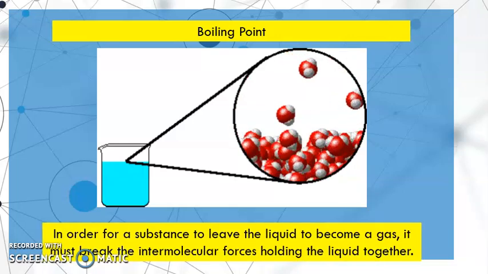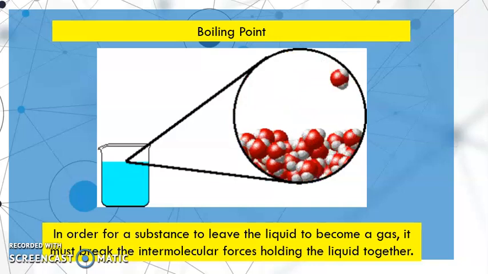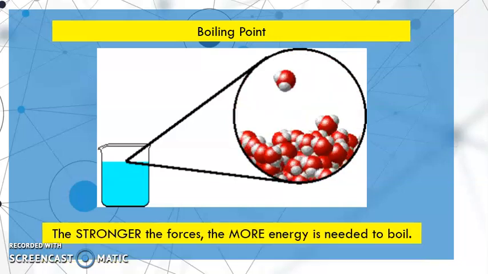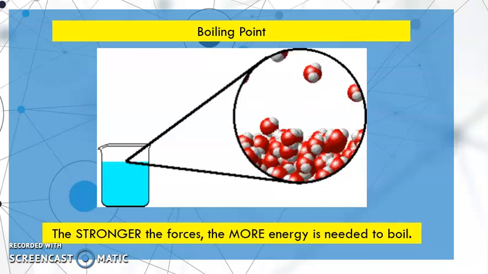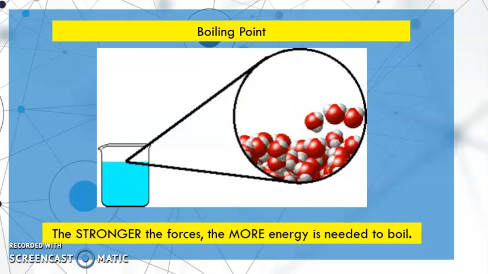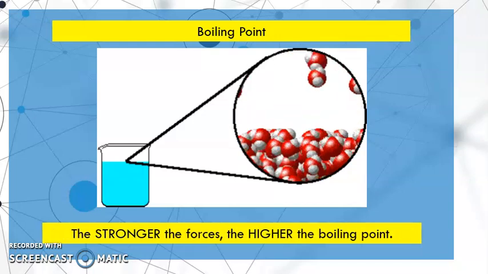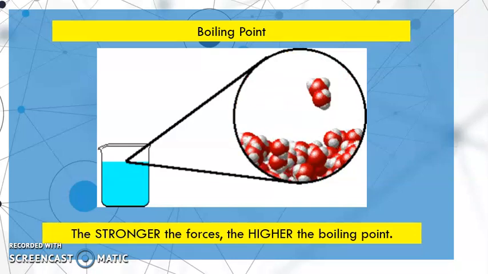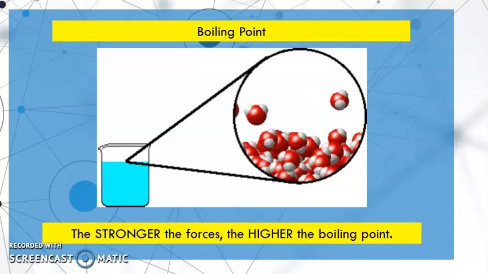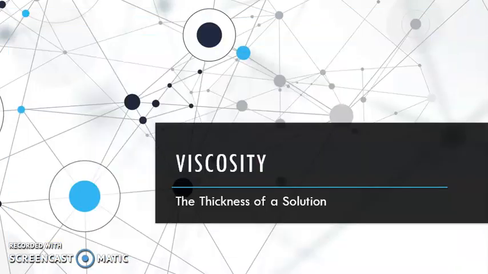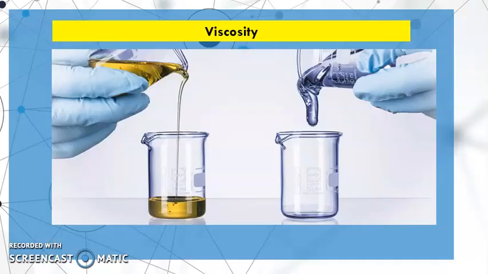So, again, in order to become a gas, you're going to need to break intermolecular forces. Therefore, the stronger the force, the more energy you're going to need to boil that material. So the stronger the force, the higher the boiling point, the higher the temperature is going to be to take that material to boil. Let's take a look at yet another property, something called viscosity, which you may have seen before. This is what we would call the thickness of a solution.